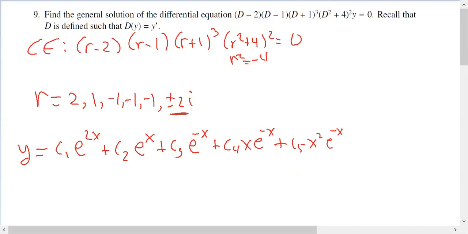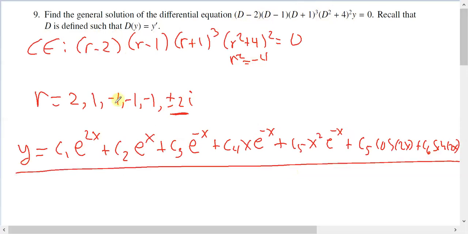And then for the non-real roots, it's e^0 and then sine and cosine of 2x. Well, e^0 is 1, so I won't put it. So I'll have c5 cosine 2x and c6 sine 2x. And so that accounts for all the roots for that characteristic equation.